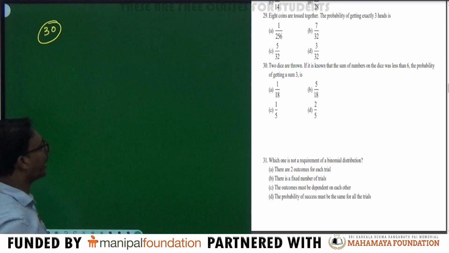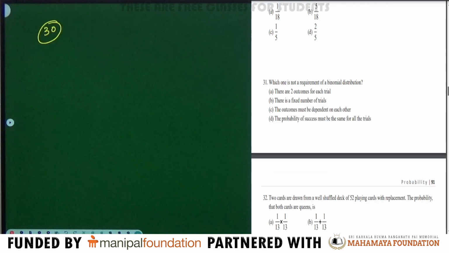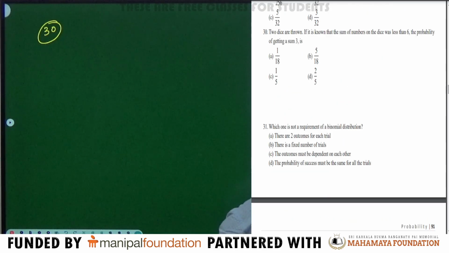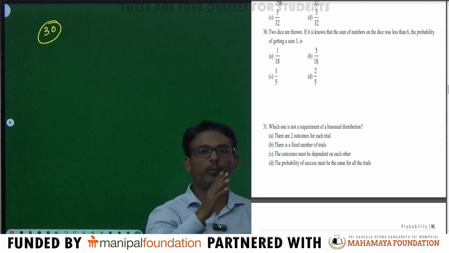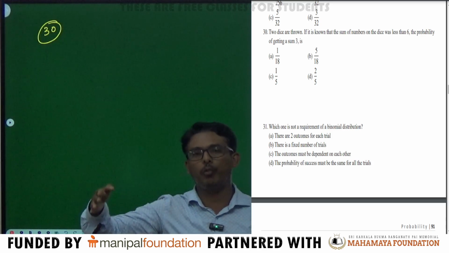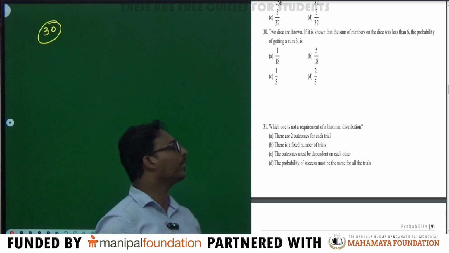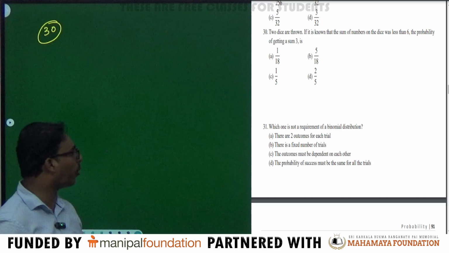Question number 30. Two dice are thrown. Whenever you throw two dice, the total number of outcomes we will get is 36, that is 6 squared, 36. They are like 1 1, 1 2, 1 3, 1 4, 1 5, 1 6, 2 1, 2 2, 2 3, 2 4, 2 5, 2 6, up to 6 1, 6 2, 6 3, 6 4, 6 5, 6 6. So we get 36 outcomes in total.